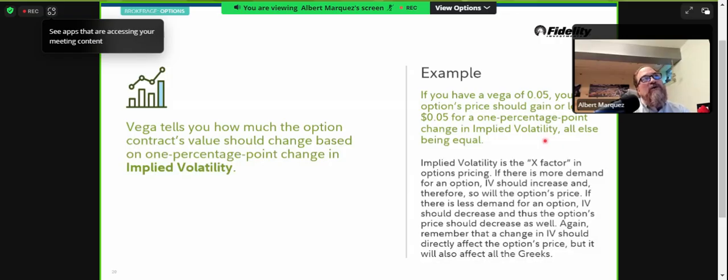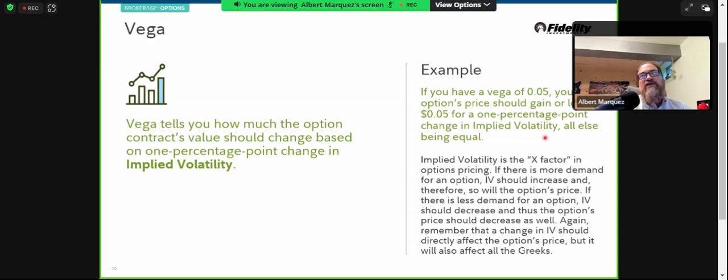Your option should gain or lose 5 cents for 1 percentage point change in implied volatility, all else being equal. So that's how much that option is going to change when the volatility moves. That's going to give you an idea of, when you set this trade up, what you can expect to happen with regards to volatility. Because certainly when we are buying an option or selling an option for that matter, we understand that volatility is not static, right? It's very dynamic. It's constantly changing. So it's important to understand that when that change does happen, how's that going to affect the actual price of our option?